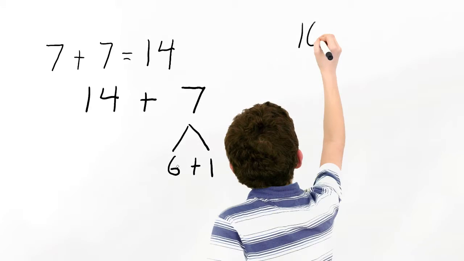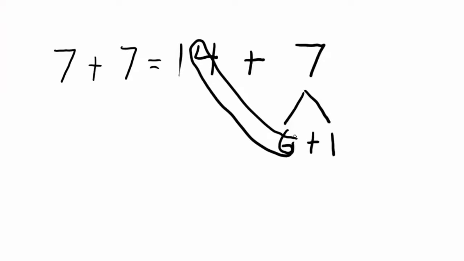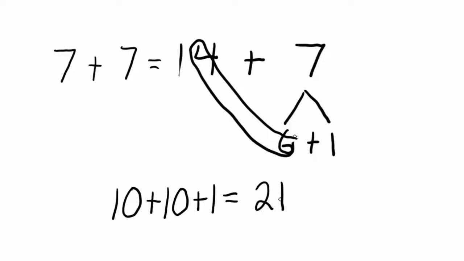One student shared his strategy to the class. He used the doubles method to find that 7 plus 7 equals 14, which was 2 weeks. He then decomposed the other 7 into 6 plus 1 so that he could make a 10 by adding 6 to 4. He added the other 10, which gave him 20. Then he added the remaining day to get 21. So it will be 21 days before they go to the zoo.